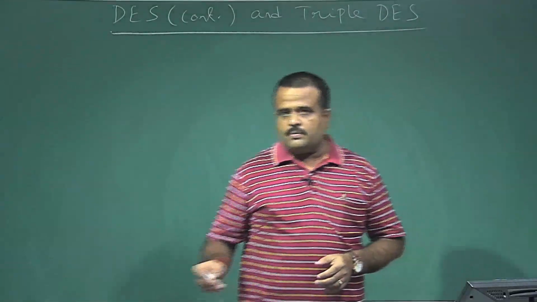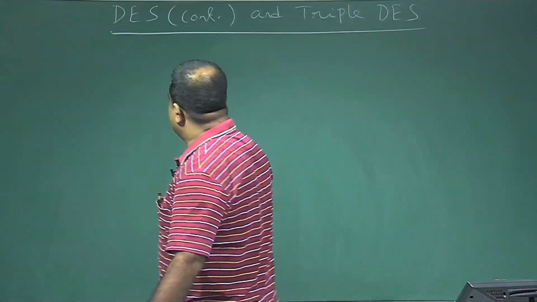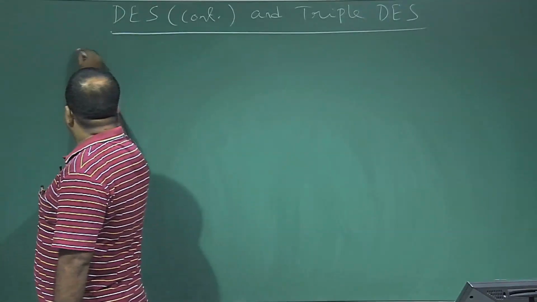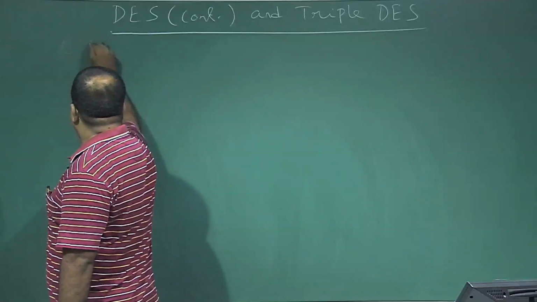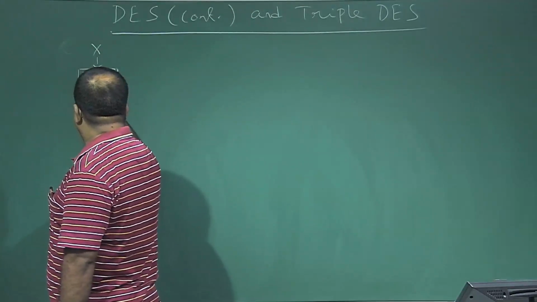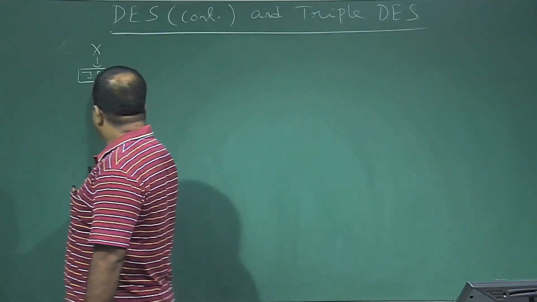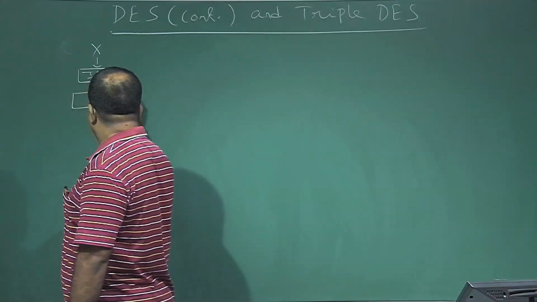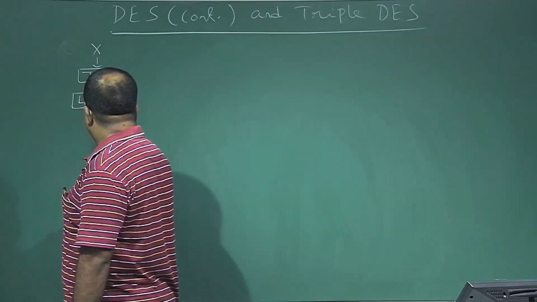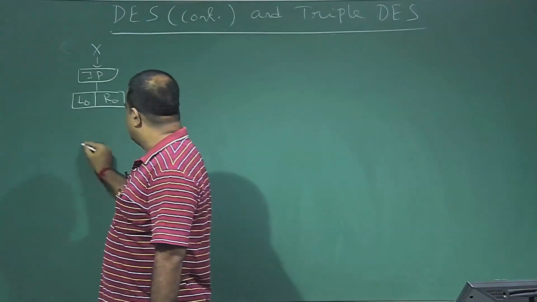Okay, so we talk about the DES decryption. We have seen the DES, so encryption was like this. We have a plain text X, we apply an IP, a permutation on this. Then we divide this into two parts, L0, R0, 64 bit, that is 32 bit, 32 bit.